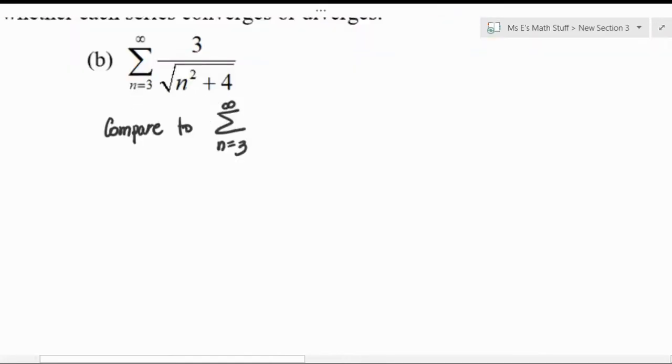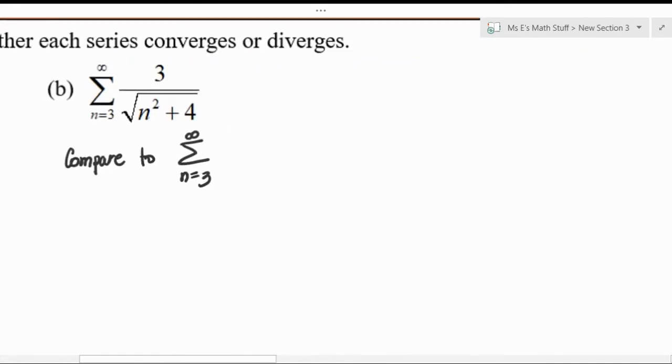I personally find that +4 horribly inconvenient, and so this is what I would choose to compare it to. And then I'll simplify that. So that would be 3 times the sum as n goes from 3 to infinity of 1 over n, if I simplify that. So what do I know about this?